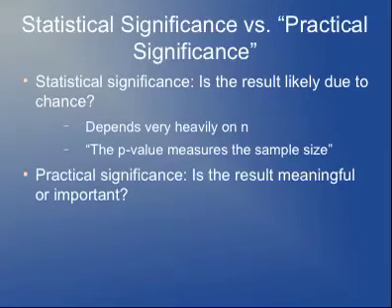So when we say something is statistically significant, it means that the result is likely not due to chance. It depends very heavily on the number of observations that we collect, because as we've seen for the z-test and the t-test, we divide by the square root of n. So it's important that we have large sample sizes if we want to be able to have statistical significance in a test.